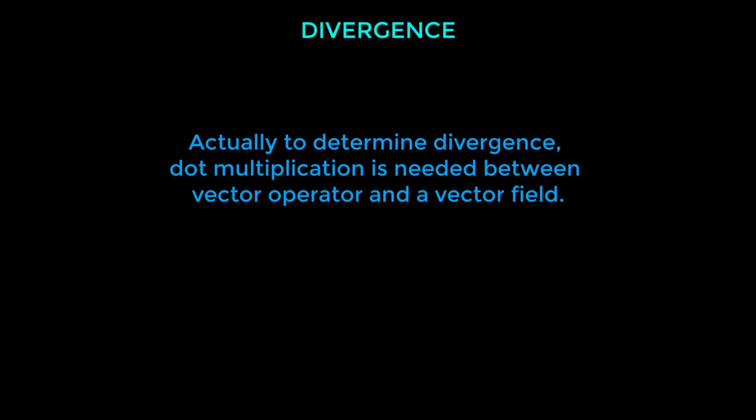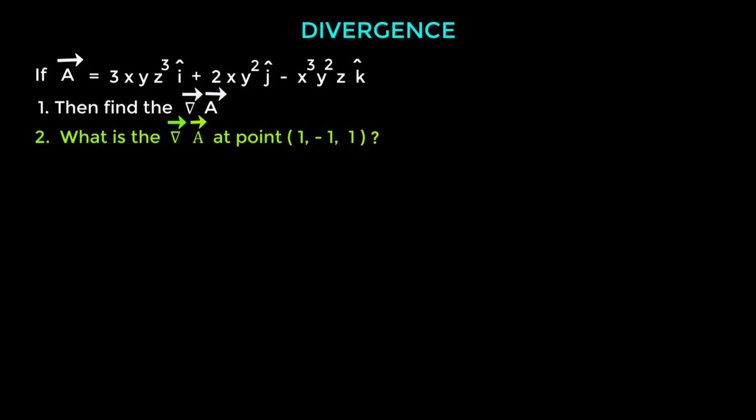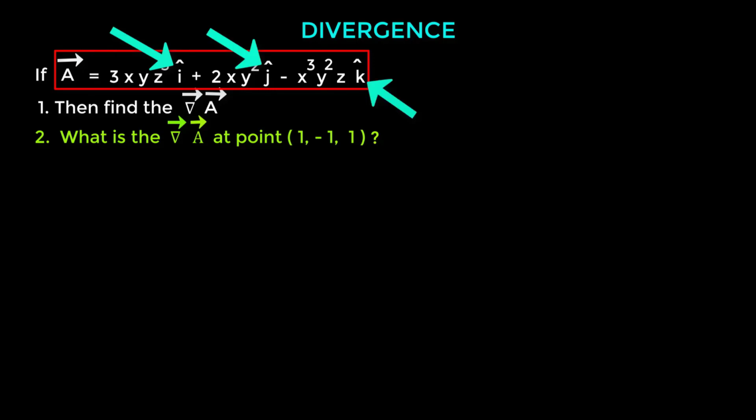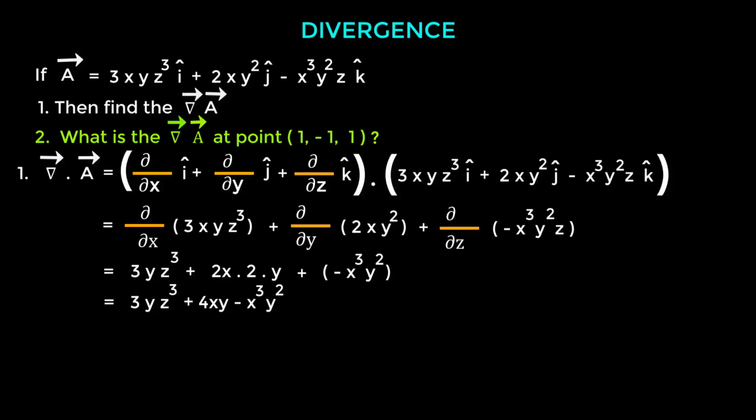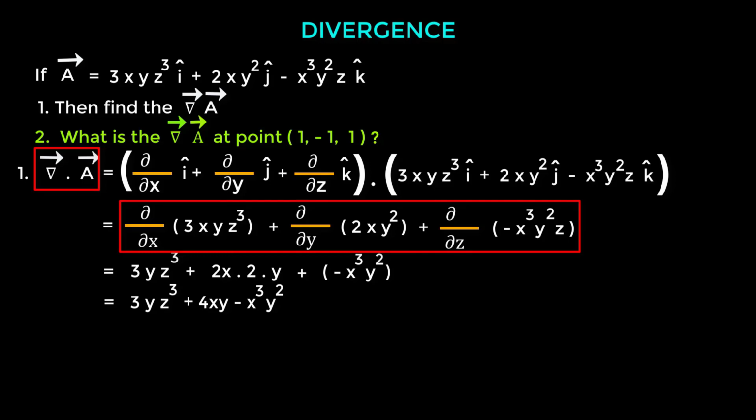Seeing the presence of i cap, j cap or k cap, we can easily recognize a vector field. Look at this question. See, this is a vector field because unit vectors i cap, j cap and k cap are present here. We are asked to determine the divergence of this vector field here in this question. See, I have written the answer of this first question here directly. I did dot multiplication here and got this differentiation format.